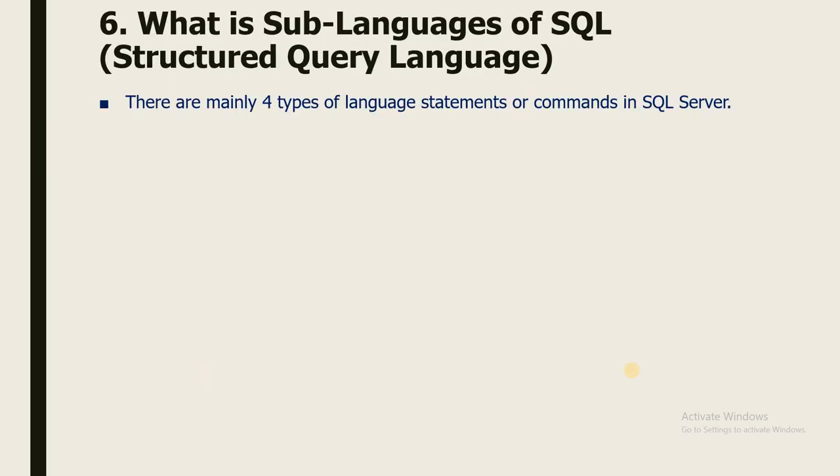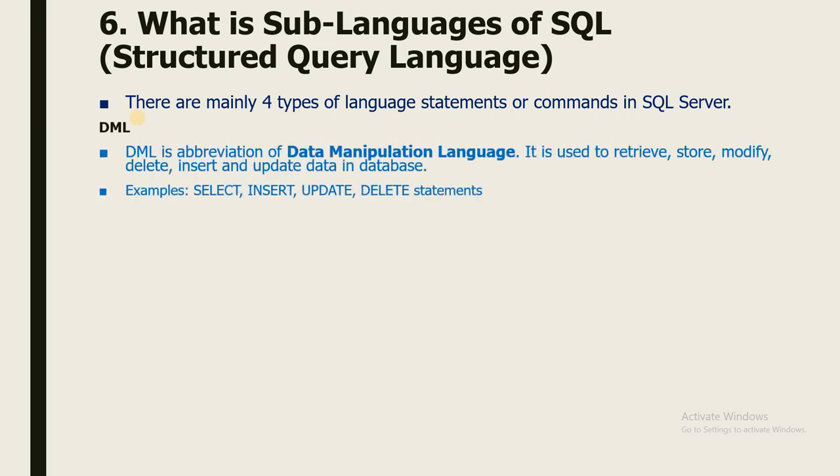Okay, so the next question is, what are the sub-languages of SQL? SQL is nothing but Structured Query Language. There are mainly 4 types of languages, statements or commands in SQL Server. The first one is DML, data manipulation language. DML is the abbreviation of data manipulation language.